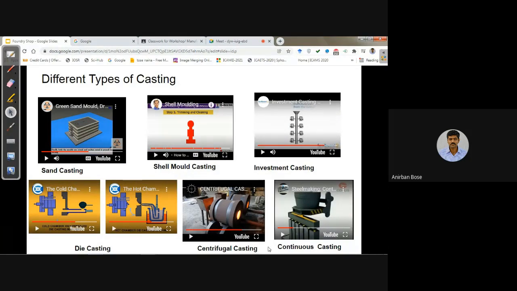Continuous casting means it is a single pathway where liquid metal is poured at one end, and at the other end, what comes out is the final cast product. So let us see the process of continuous casting.